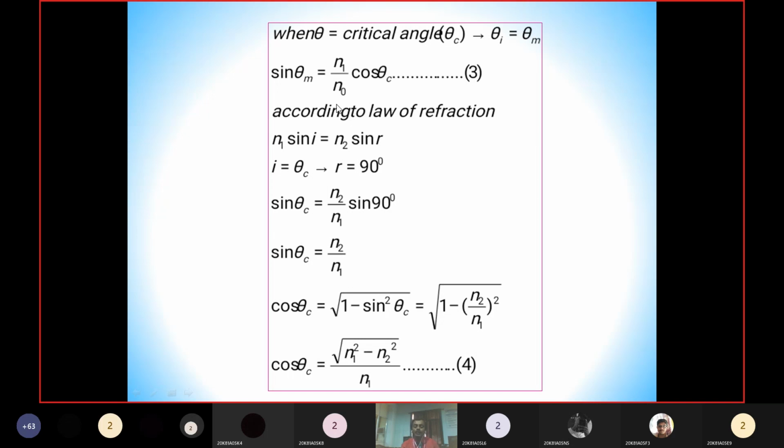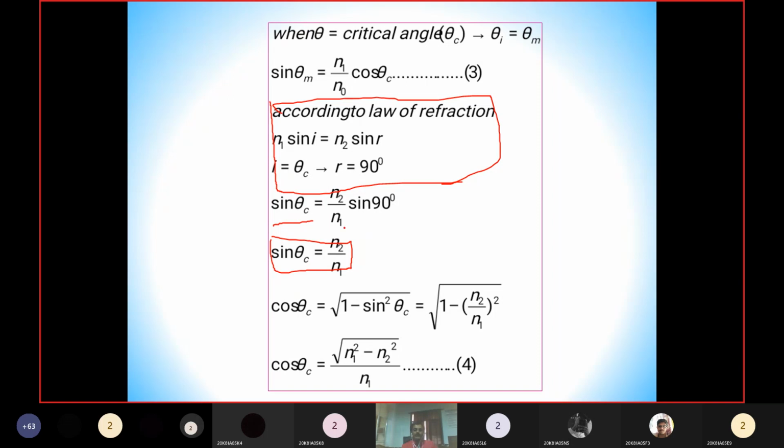Already we know this, so this part is not required for us, since we are proving it again. Directly we know the formula for sin theta C. We proved previously that sin theta C is equal to N2 by N1 into sin 90. So directly we can write sin theta C is equal to N2 by N1. This is the formula for the critical angle.